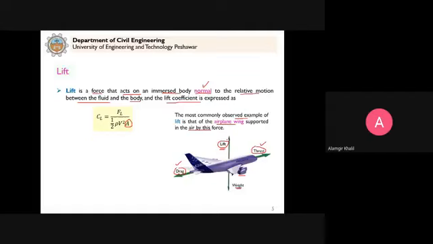Similar objects are airships, etc. In that case, you can see here this lift force is perpendicular, and because of this lift force, objects are able to fly in the air. So this is the very common example.